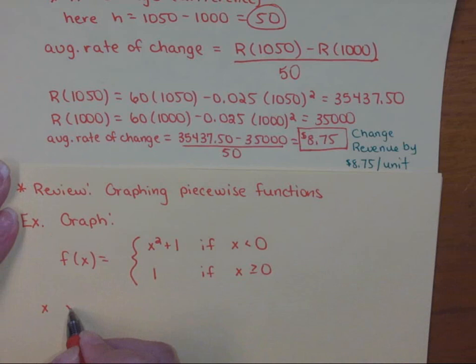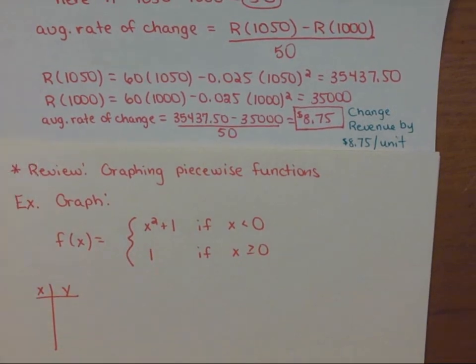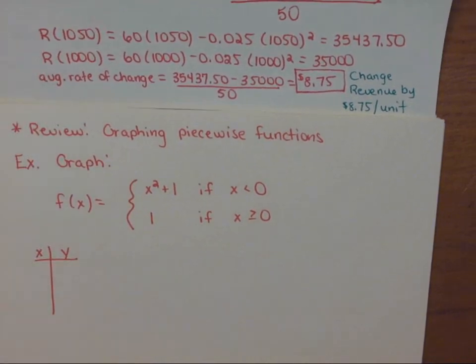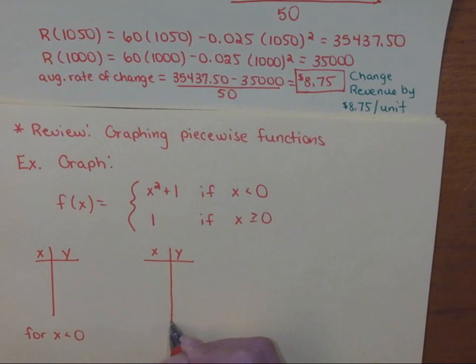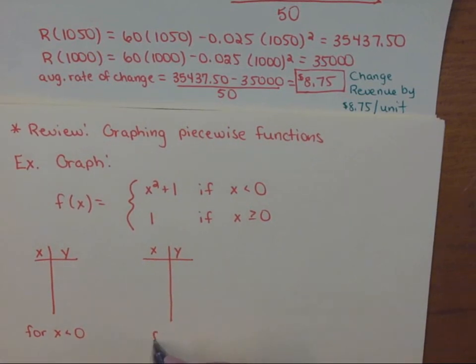So here's how you old school graph piecewise functions. And honestly, your graphing calculator isn't the most helpful because it doesn't graph pieces of functions, it graphs full functions. So what I do for these is I set up two different XY charts, one for each of the two pieces or parts. And then I kind of graph them as I go.